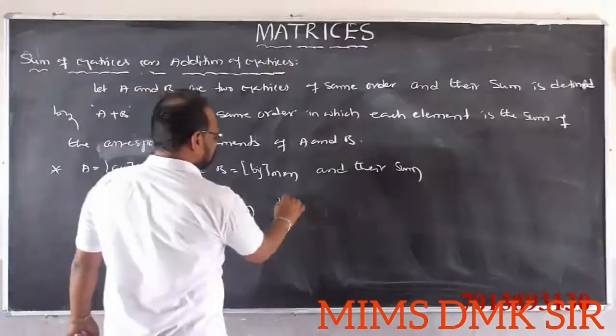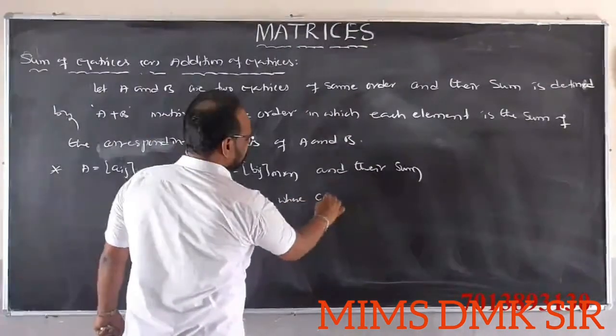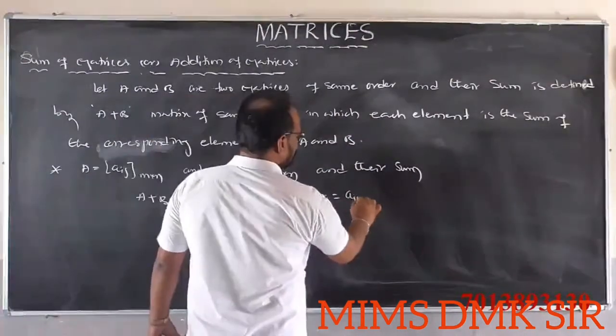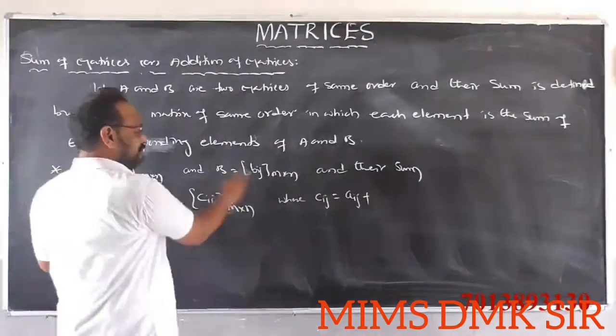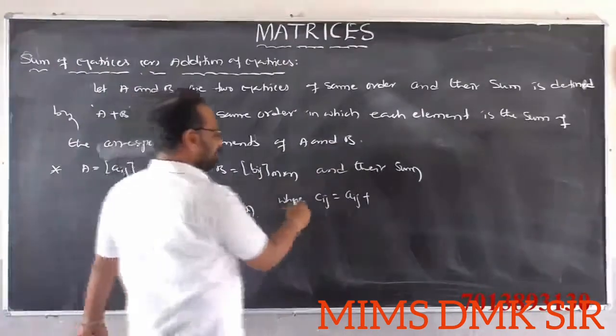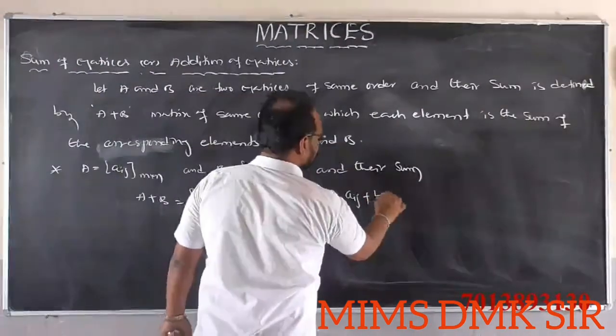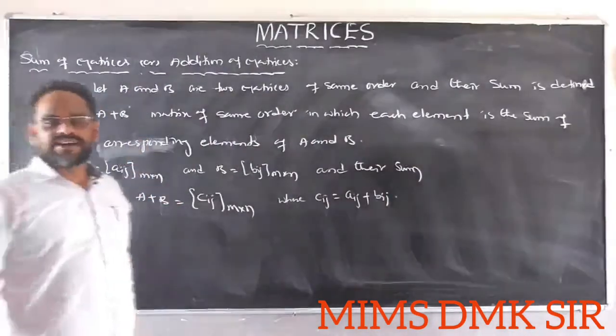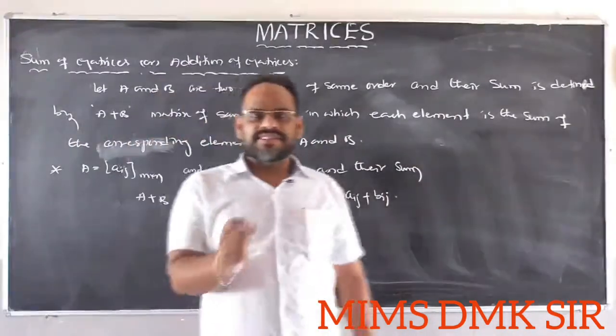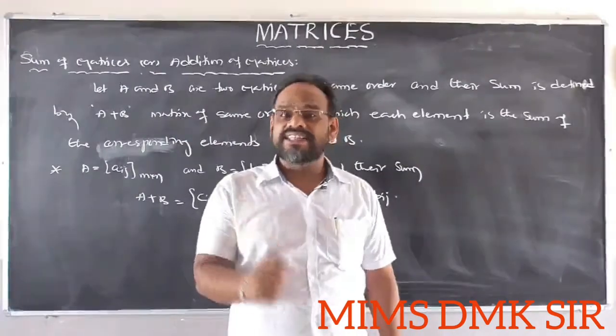Where C_ij is nothing but a_ij plus b_ij. That means the sum of the corresponding elements of A and B, that is C_ij is equal to a_ij plus b_ij. This is called what? Sum of the matrices, or addition of the matrices.